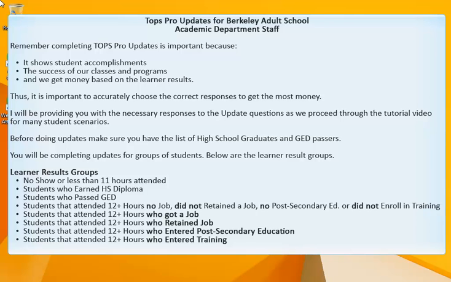In this tutorial, I am breaking down the students into the following groups: the students who were no-shows or attended less than 11 hours, students who earned their high school diploma, students who passed the GED, students that attended 12 or more hours but did not get a job, did not retain their job, did not enter post-secondary education, and did not enroll in training. Students that attended 12 or more hours who got a job, who retained a job, who entered post-secondary education, and who entered training.